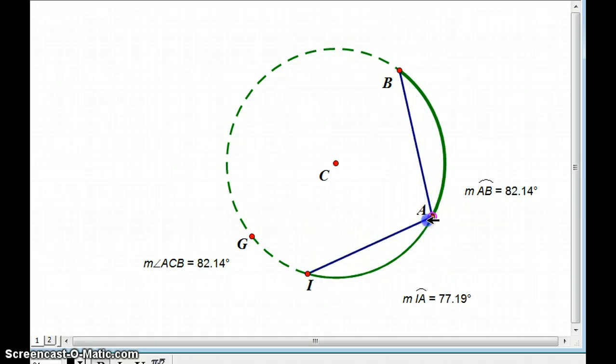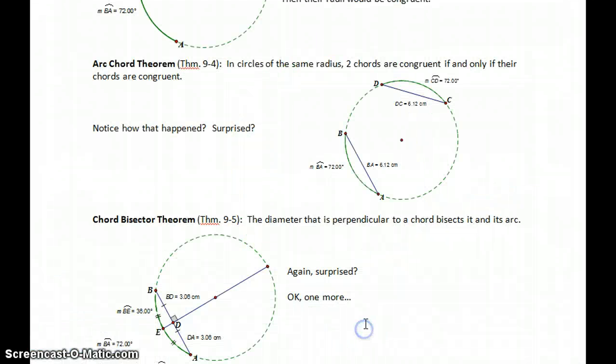They're not always attached. I just had them attached in this document, as you see how I had to make it there. Anyway, if two chords have the same length, and we're on the same circle here, then guess what? The arcs are going to have the same measure, and the converse is true. If the arcs have the same measure, then the chords are going to have the same length.